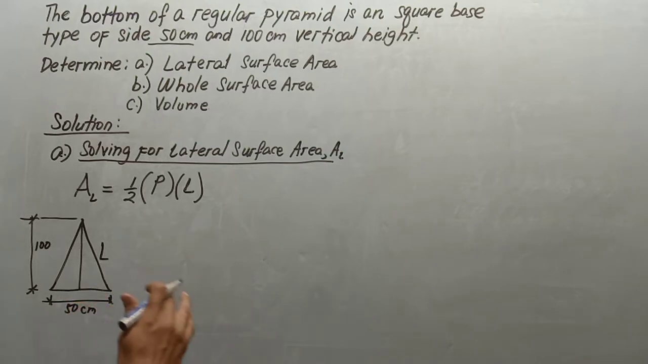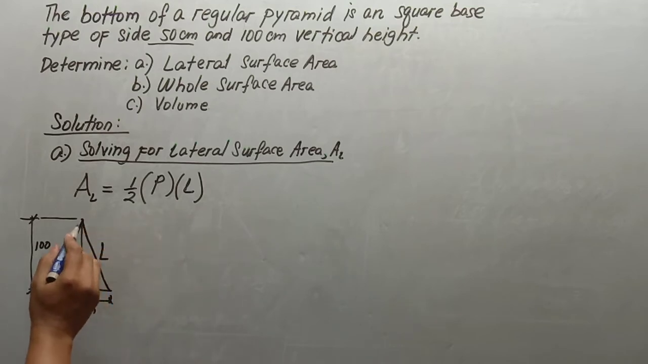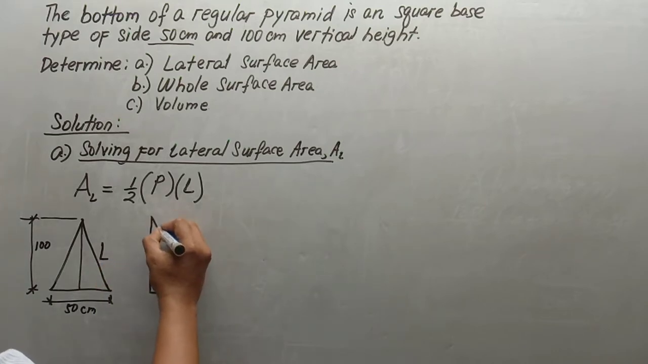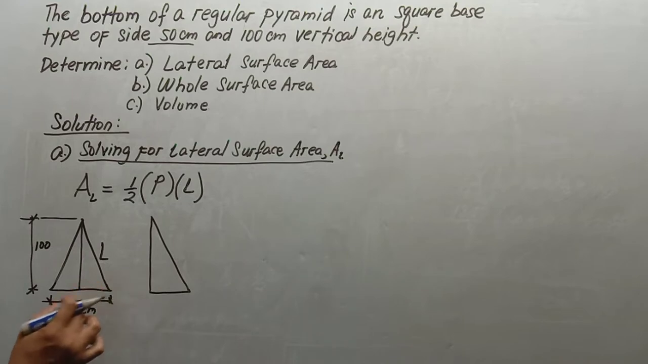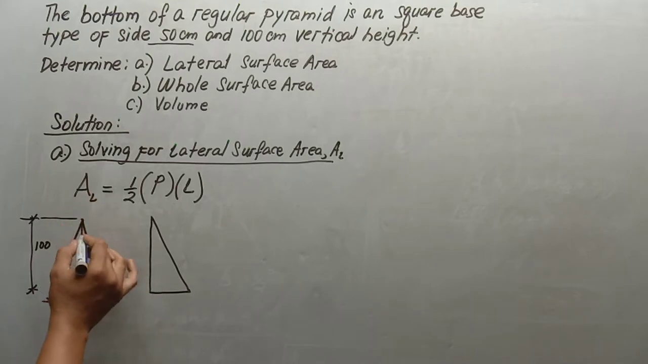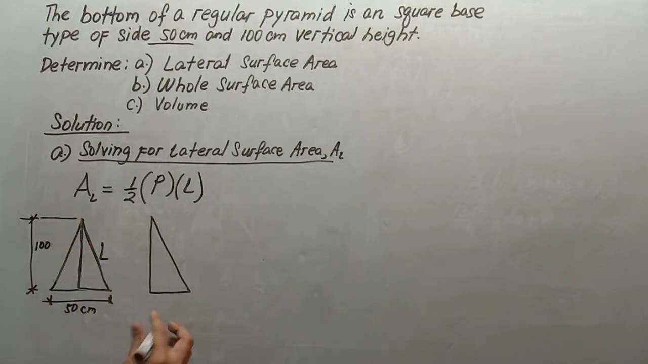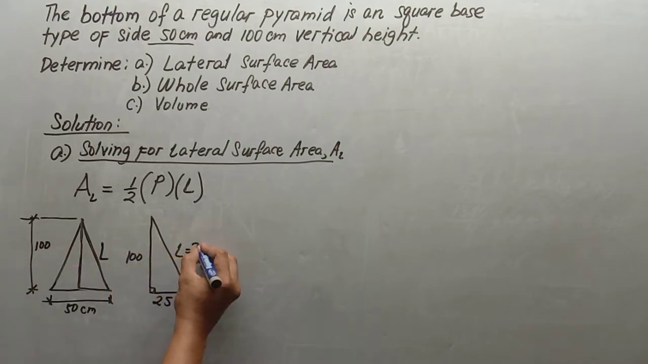As I mentioned, by using the Pythagorean theorem, we have to split this one. So half. How much is the length of this side of the base? Half of 50 centimeters, correct? Because we are considering half of this triangle, this one, in order to find the slant height, since it is a right triangle. Half of 50 is equal to 25, and the height is 100. So this is now the requirement.